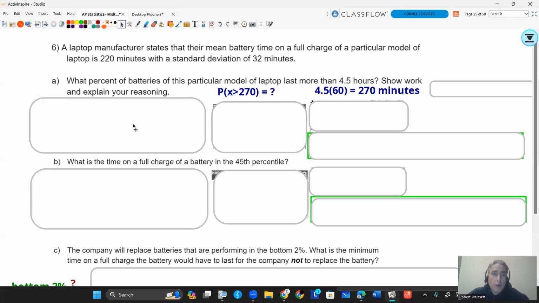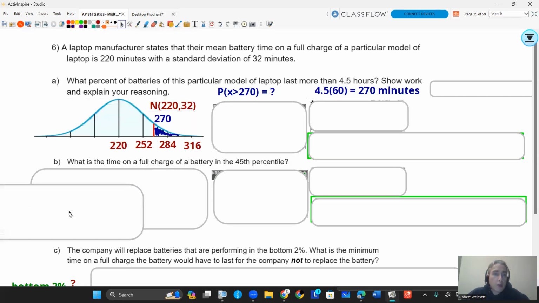We're going to start with drawing a normal curve. Sketch out a normal curve. And again, you don't have to have all of your labels on all the standard deviations, but I did here just for a reference for visual. So what I'm looking at, shaded above 270, what's the probability in that area?